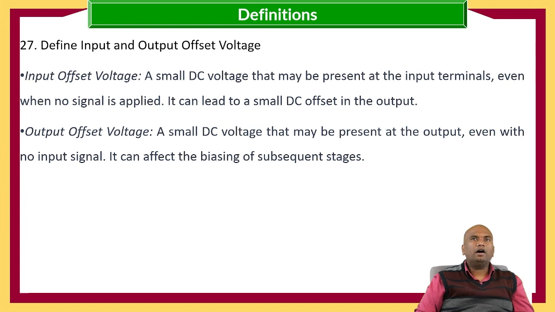Define input and output offset voltage. The name itself says input offset voltage. It is a small DC voltage that may be present at the input terminals even when no signal is applied. It can lead to a small DC offset in the output. Output offset voltage is a small DC voltage that may be present at the output even with no input signal. It can affect the biasing of subsequent stages.